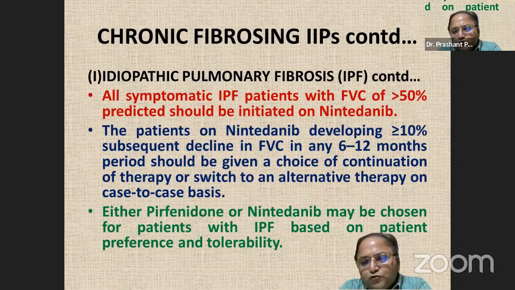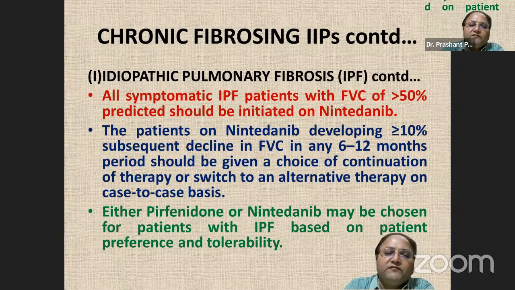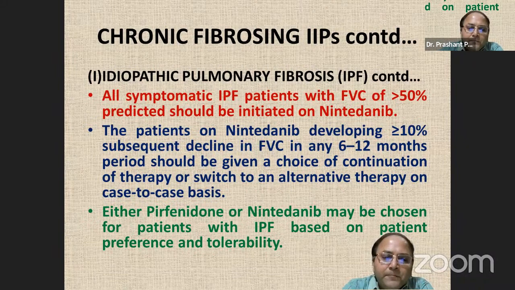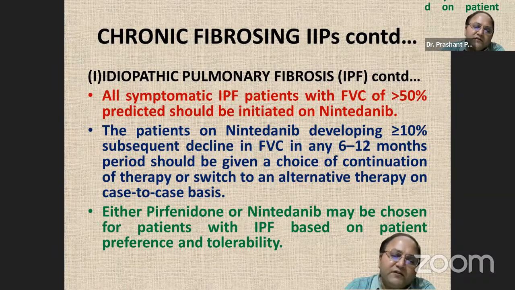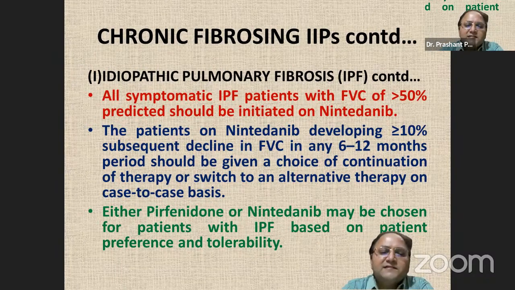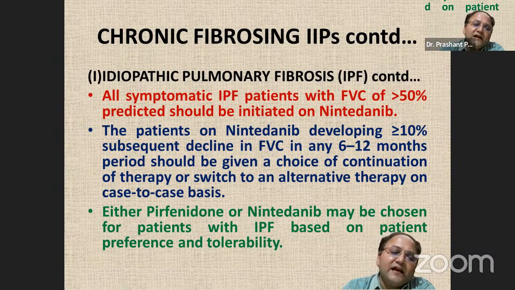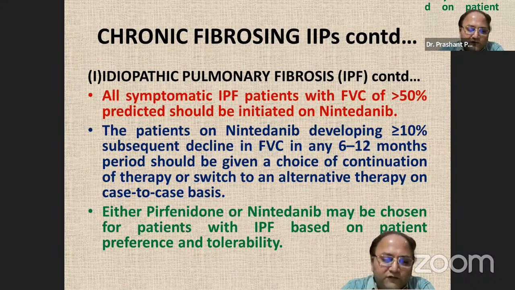Similarly, the same thing holds true. All symptomatic IPF patients with FVC more than 50% predicted should be initiated on nintedanib. Patients on nintedanib developing more than 10% decline in FVC in any 6 to 12 months period should be given a choice of continuation of therapy or switch to an alternative therapy on a case-to-case basis. Either pirfenidone or nintedanib may be chosen for patients with IPF based on patient preference and tolerability. So basically they are the same, except nintedanib is more expensive, right? Pirfenidone requires more frequent dosing. Pill burden is more. Now this has also been dealt with. You also have pirfenidone tablets in a dose of 600 milligrams in one tablet.